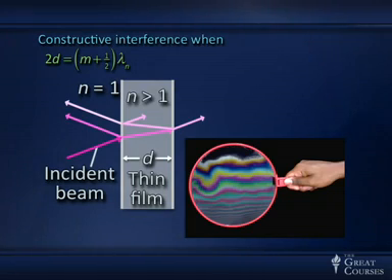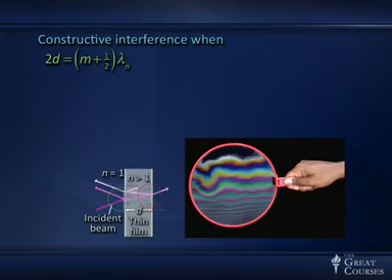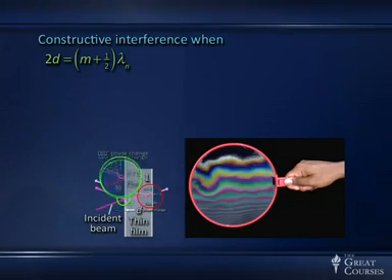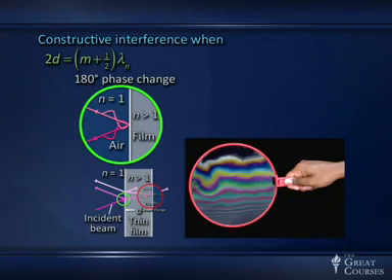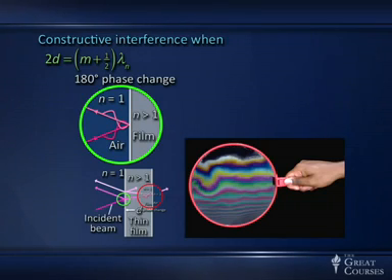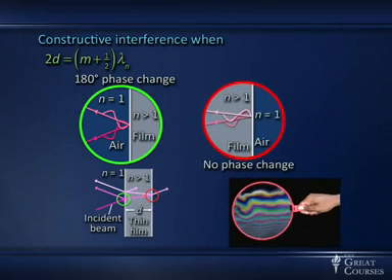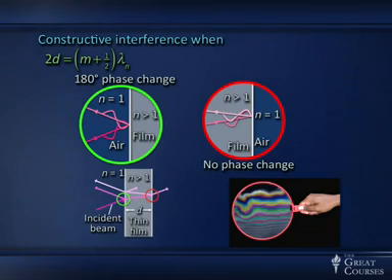And you might say, why is it m plus a half? The reason is because the light undergoes a phase change at the first boundary, when it's going from air to, say, glass or soap film or whatever this thin film is made of. But it does not undergo a phase change at the other boundary at the far side.